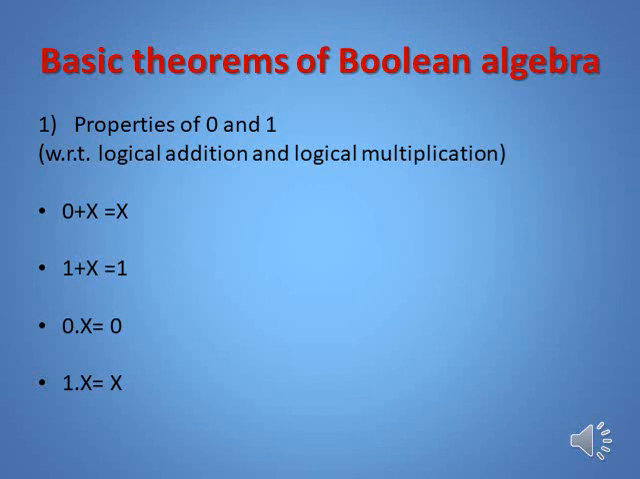These are 0 plus x is equal to x, 1 plus x is equal to 1, 0 dot x is equal to 0, and 1 dot x is equal to x. Here x is a general variable which represents any logical value. It may be 0 or it may be 1.